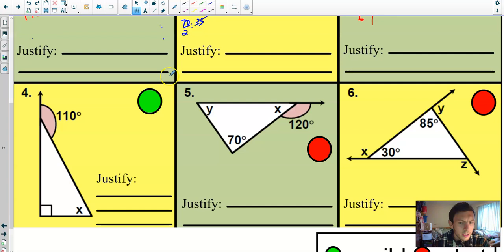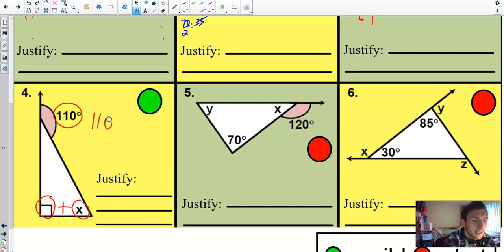Alright, number 4 is always one that's a little trickier. But again, there's two ways to do it. I'll show you the way using the exterior angle first, and I'll show you the other way. So this 110 degrees is an exterior angle because it is outside of the triangle. Well, remember, an exterior angle equals the sum of the two angles that are not touching it. So 110 equals 90 plus x.